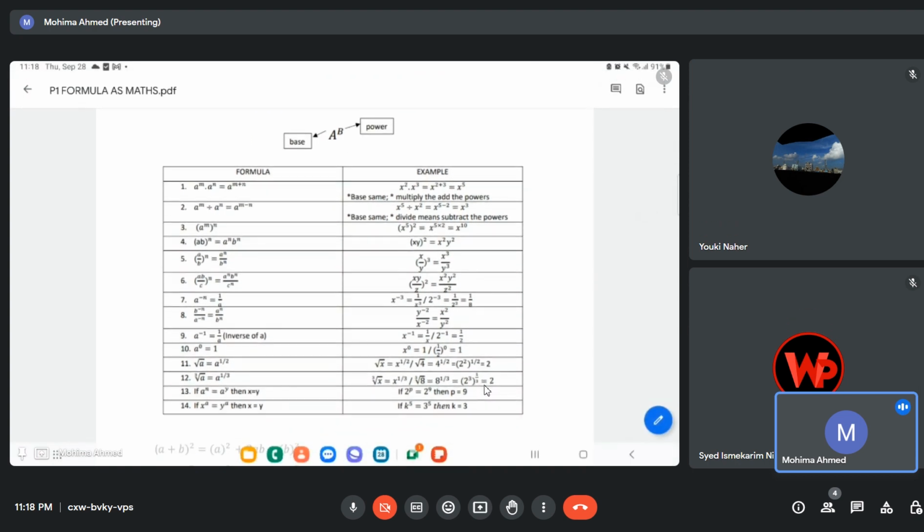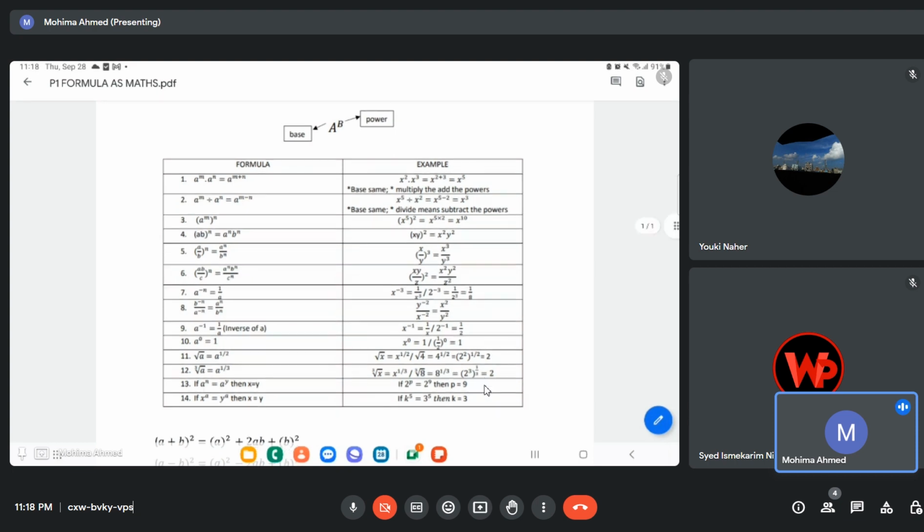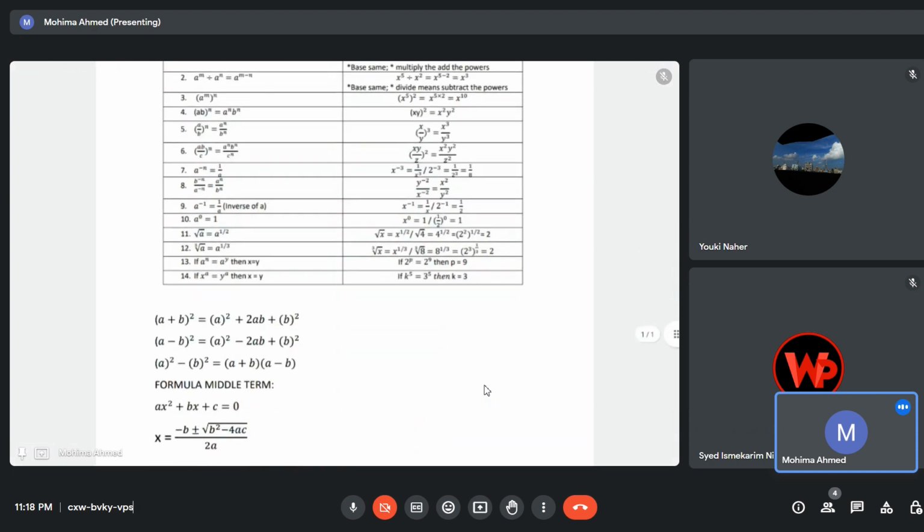So let's first get introduced to the set of equations involved here. I think the formula for the middle term is not new for everyone. So we'll first introduce the other 17 equations and then move to questions from chapter 1.